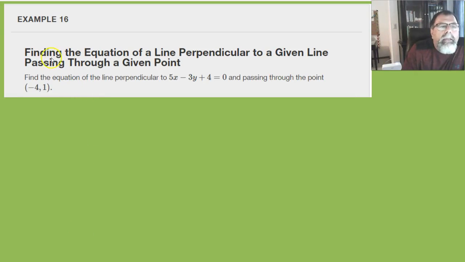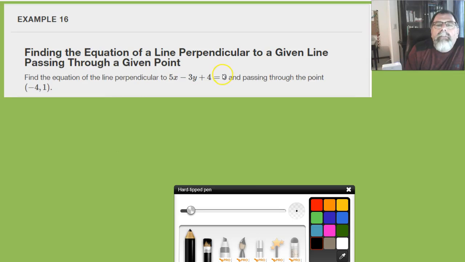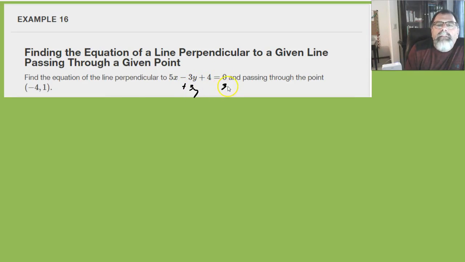All right, looking at 16 here. Find the equation of the line perpendicular to 5x minus 3y plus 4 equals 0 and passing through the point (-4, 1). Okay, so my first step is I'm going to put this in slope-intercept form. Actually, I'm just going to add 3y because I want to get y by itself. So, and then I'm going to switch it around. So 3y equals 5x plus 4. And then divide by 3. So you divide everything by 3.